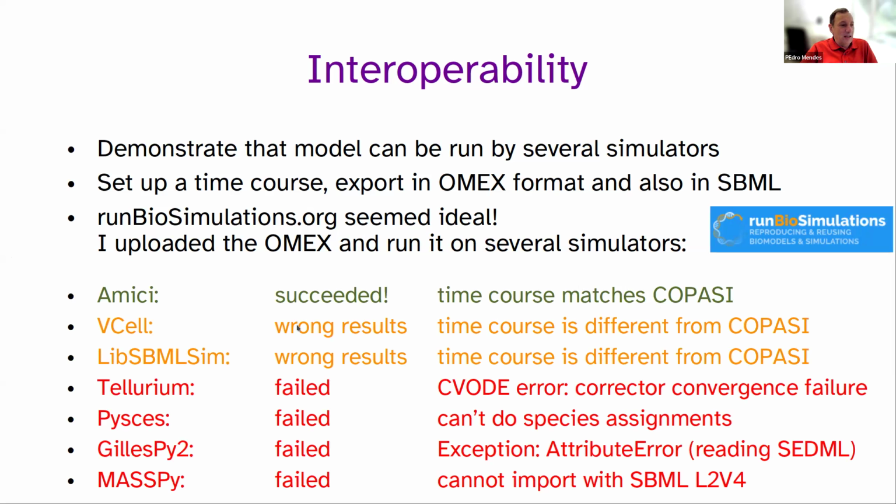With VCell, I got wrong results. I got results, but they were wrong. And with libSBMLsim, I also got wrong results. I'll get to that in a moment. And then all these other 4, Tellurium, Pisces, Gillespie2, and MassPy, they all failed for different reasons. Tellurium failed with a CVODE error. Pisces couldn't do species assignments, and there are species assignments here. Gillespie2 could not read the XML, and MassPy cannot read SBML level 2 version 4.